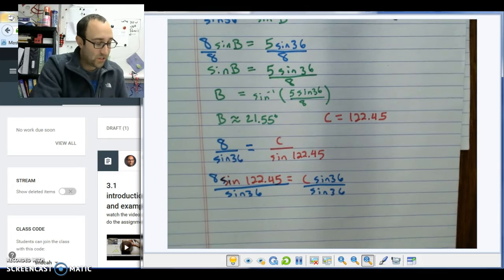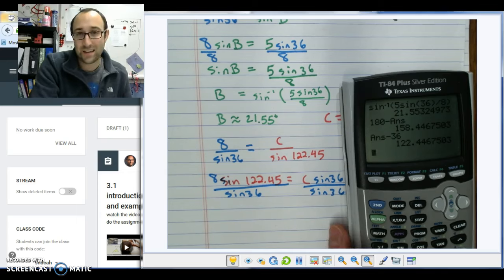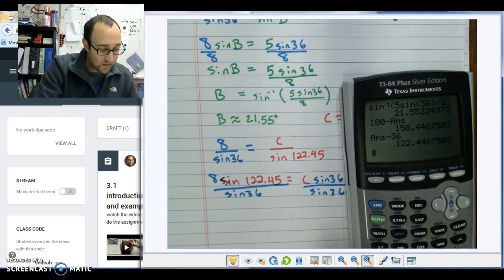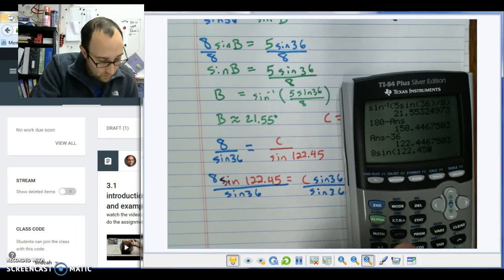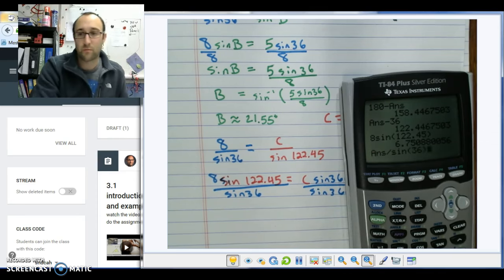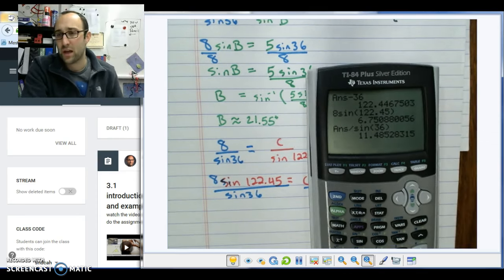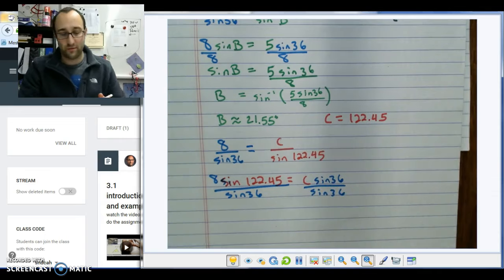All right, so now I'm going to type all that into my calculator, and let's see what we get for c. 8 sine 122.45, close my parentheses. I'm going to set that equal, and then I'm going to divide by sine 36. I always like to do those in different parts just to make sure that I'm doing everything right. And I got 11.49, I'm going to round it to. So c, lowercase c, is 11.49.